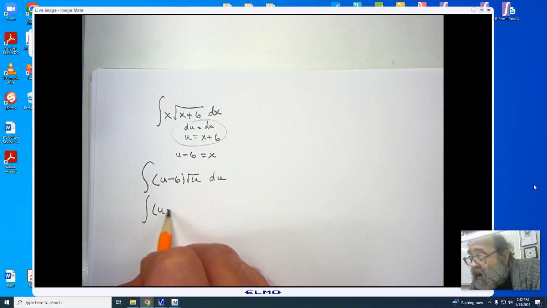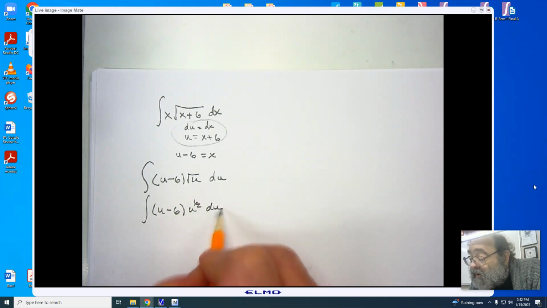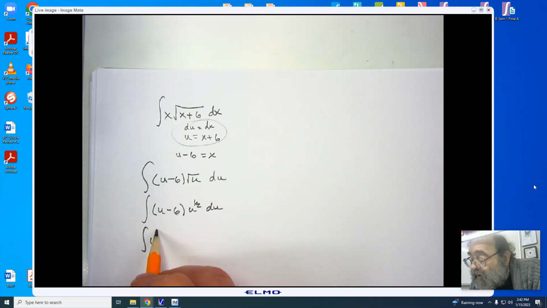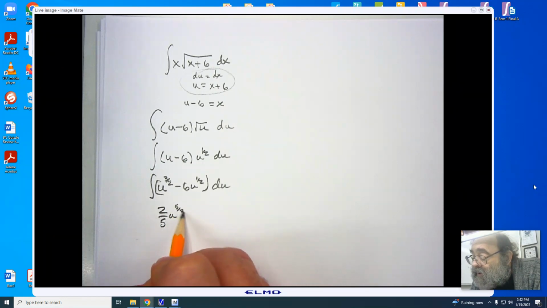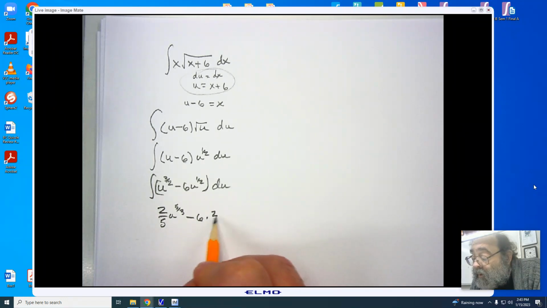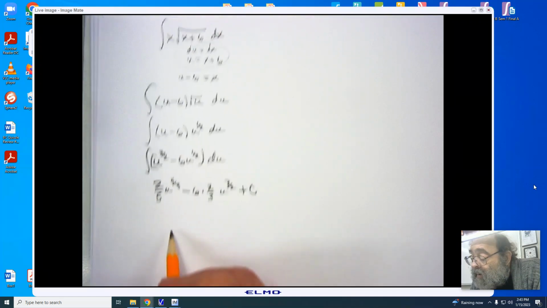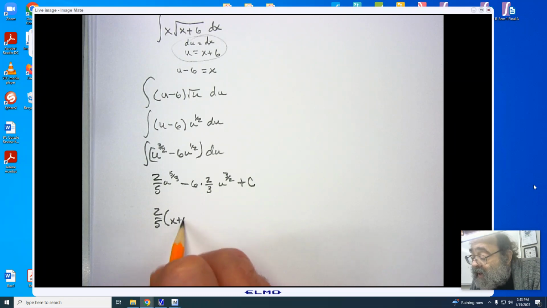We're now going to change our u to the square root into u to the 1/2 power, and we're going to distribute it. This gives me u to the 3/2 minus 6u to the 1/2 du. I can now do my integration. This is giving me 2/5 u to the 5/2 minus 6 times 2/3 u to the 3/2 plus c. I'm now putting in my x plus 6.